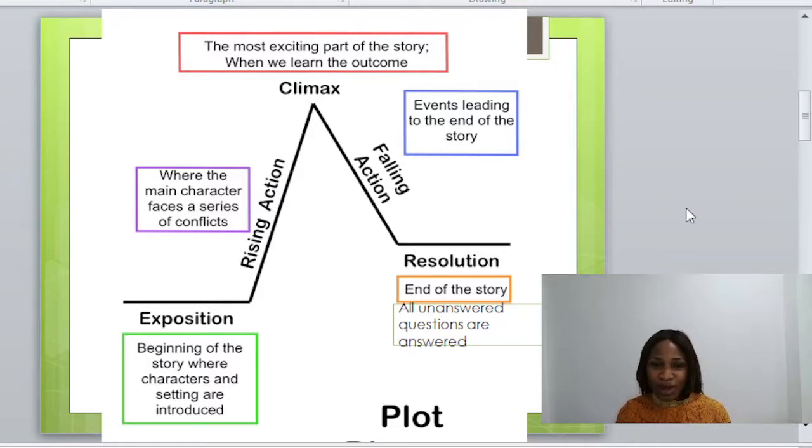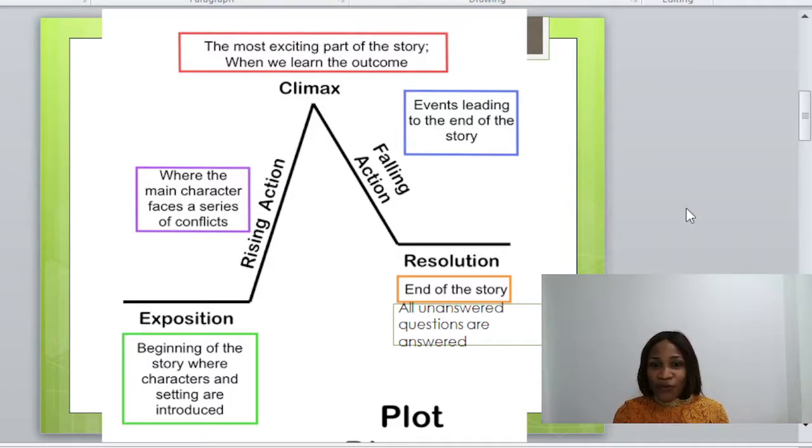Now the next thing we have is the rise in action. Now this is where the character faces a conflict. When you say a conflict, it's like a trouble, a problem. So that's where you start to explain what problem this character is facing. Most times in a story, the character faces more than one problem. So you see a rise in action that has two events, two problems.